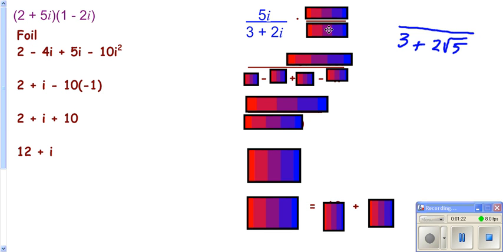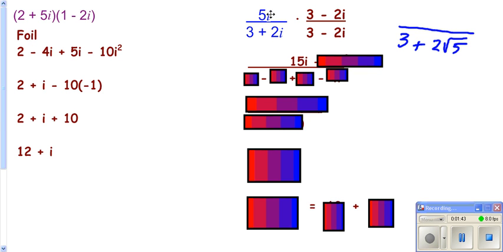So we're going to multiply the top and the bottom by a special form of 1, which happens to be the conjugate of the bottom. And remember, conjugate is where you just switch the sign in between. If I multiply the bottom by that, I've got to multiply the top by that. So since I only have one term here times both of these, all I have to do is distribute my 5i times my 3, my 5i times my negative 2i.